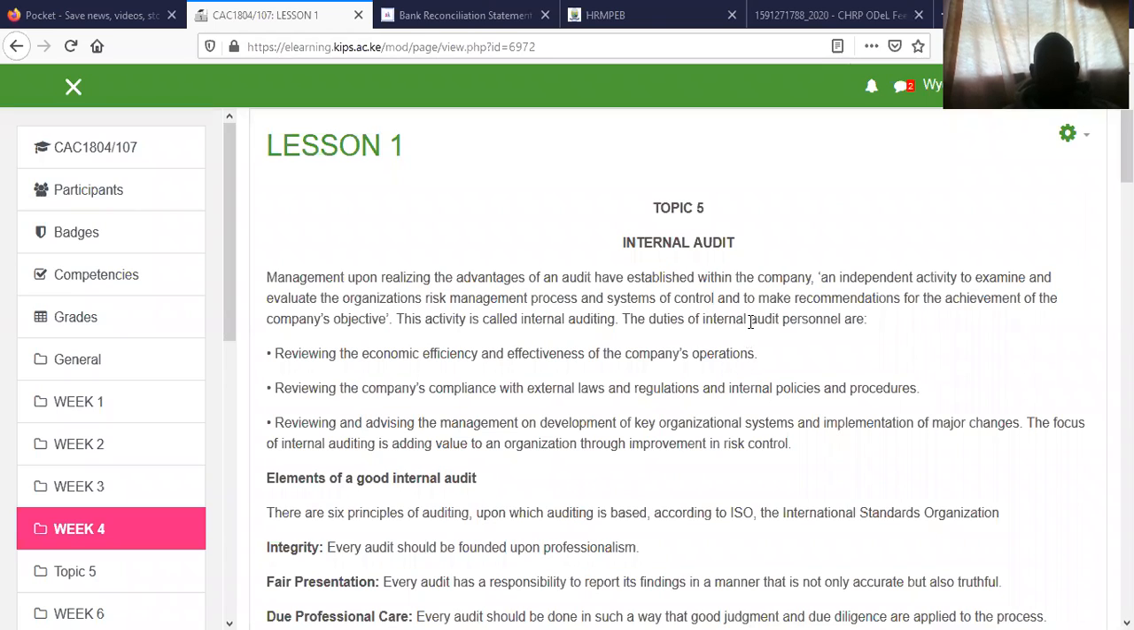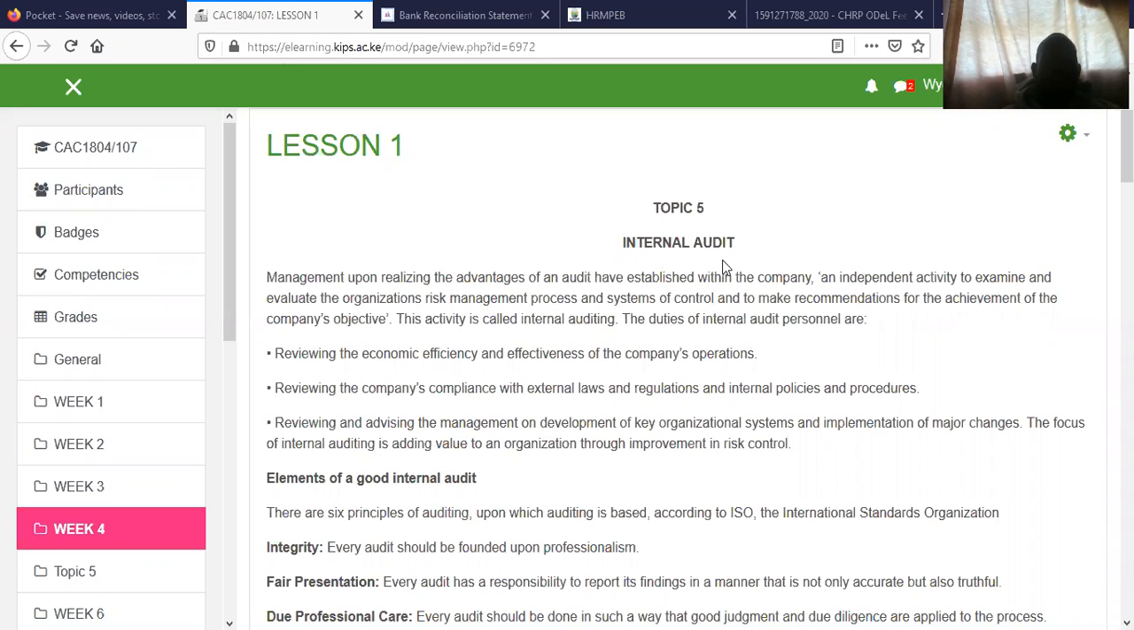Today we are going to discuss the internal audit. So far, we have seen what auditing is all about. And when we were talking about the branches of auditing, I did mention that one of the classifications is that audit is classified as either internal audit or external audit, among other classifications.